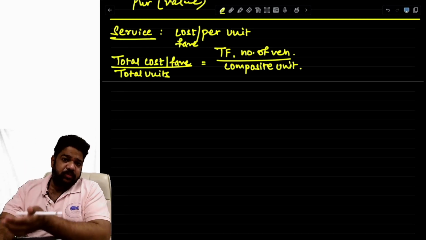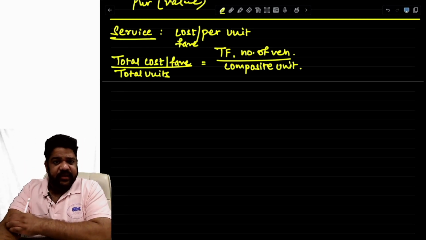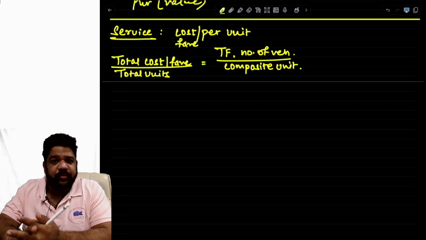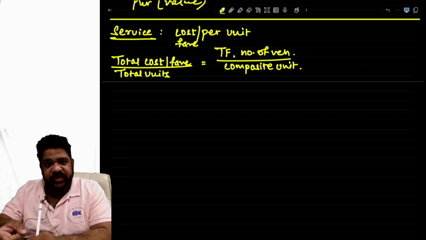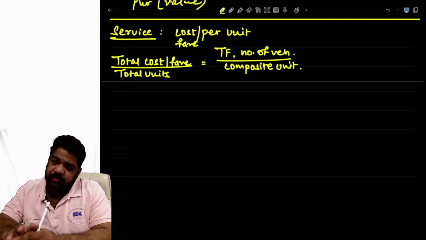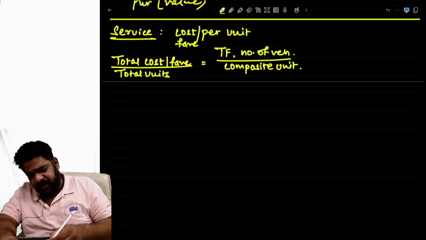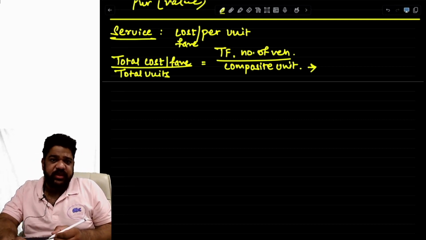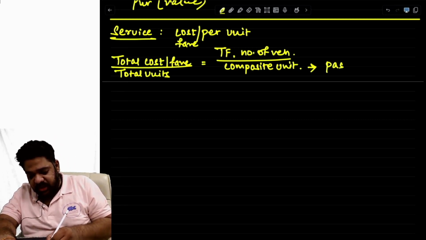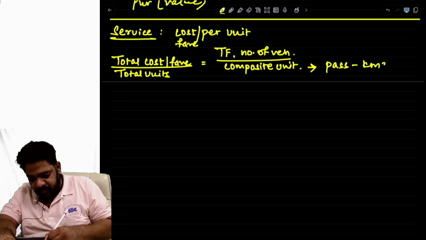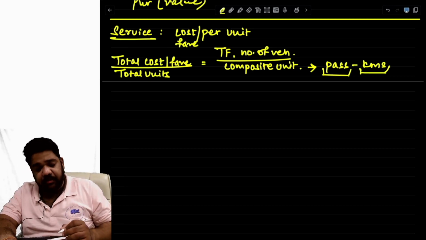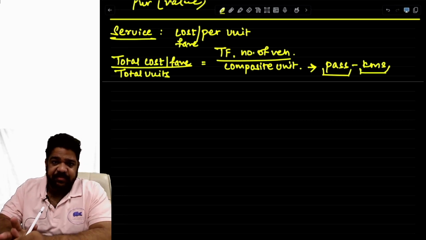Now, as far as the composite unit goes, it could be anything. It could be passenger kilometer, ton kilometers, room nights or room days, or patient days. All of these are possible. The simplest way with a composite unit is to go by the literal wording of it. If you are finding passenger kilometers, literally multiply the number of passengers with the number of kilometers. It is as simple as that.